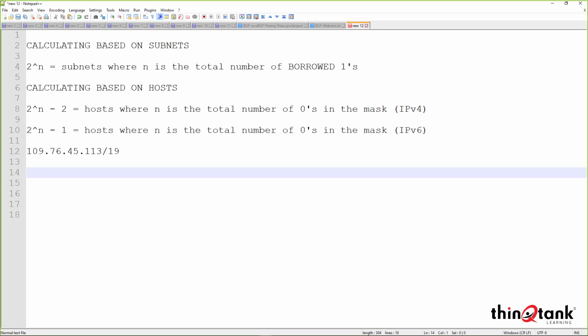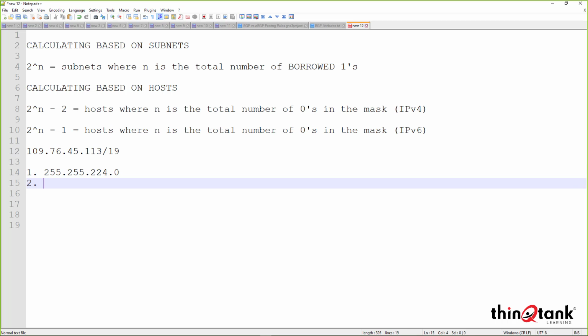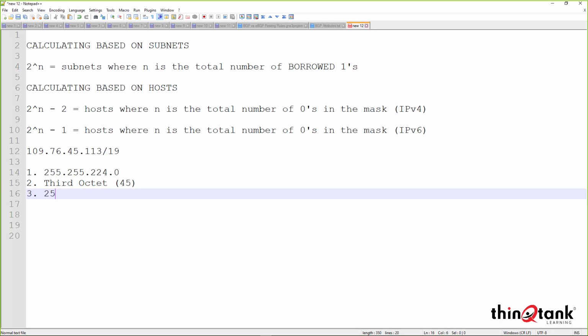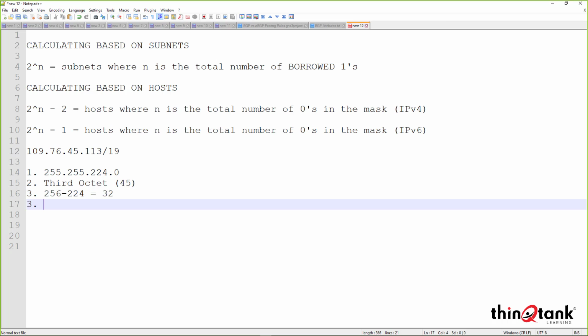So let's do step number one. What is the mask in dotted decimal format? 255.255.224.0. Which means I'm subnetted in the third octet, which means I'm focused on 45, 45 being the address portion of the host. All right, my block size is 256 minus 224, which is equal to 32. And then I can start writing out my networks.